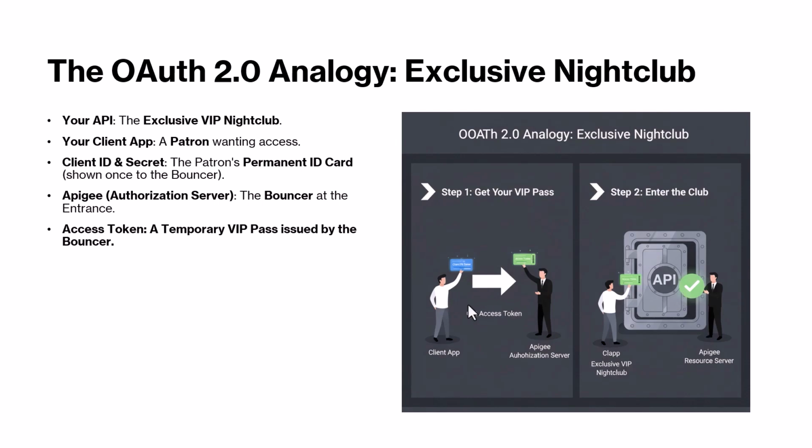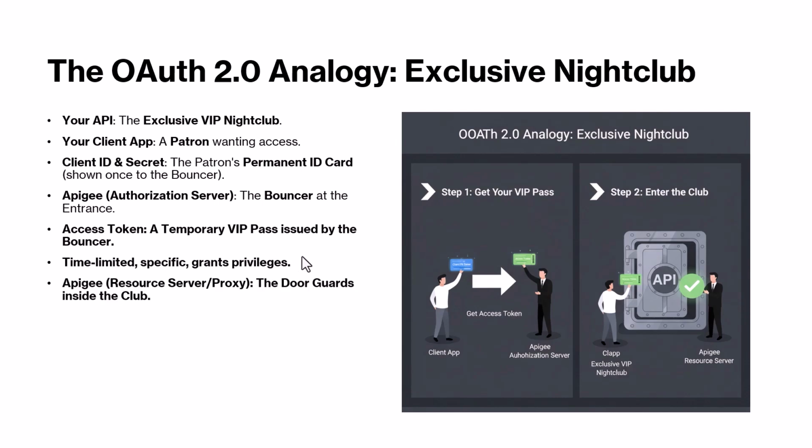Now, this pass is special. It's time limited and specific, and it grants privileges, perhaps access to the main dance floor, but not the private owner's office. Okay, now let's look at the flow. First, the pattern. Here also the Apigee, which is the resource server, and the proxy are the door guards inside the club. Now, looking at the flow, the patron shows the ID card to the bouncer for verification here.